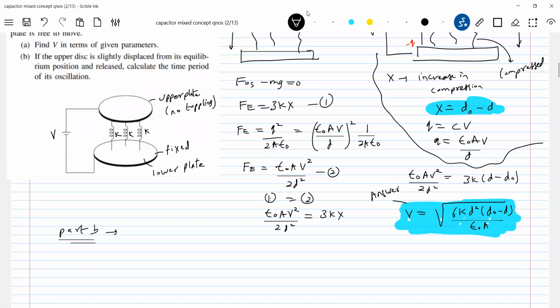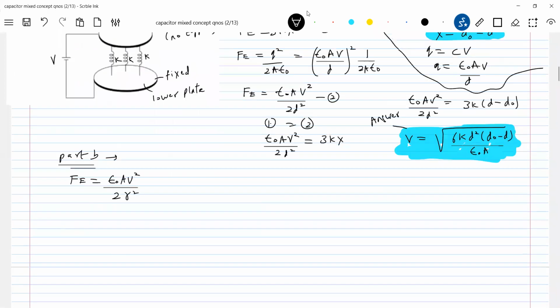Here we'll write it like this. So the electrostatic force F_e is epsilon naught A V square by 2, let it be say R square, I'll write it. Then if I slightly depress it, R will vary, proportionally F_e will vary. I'll differentiate this one. So dF_e is equal to minus 2 epsilon naught A V square by 2R cube dr. Then how much I displaced it, by distance dr.